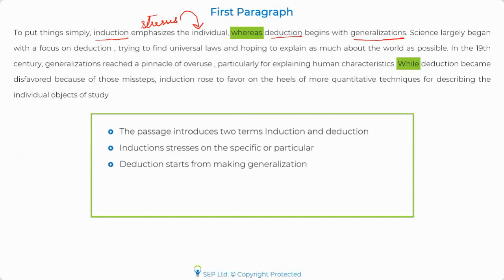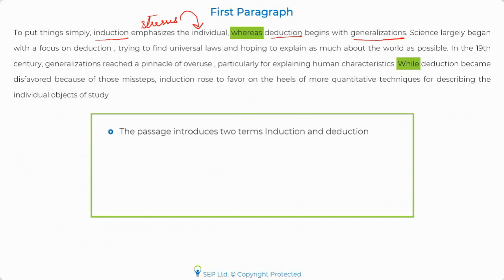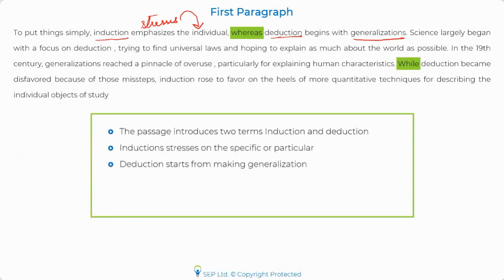Science largely began with a focus on deduction. Now, I'm asking myself, why is the author talking about how science began? The author is kind of trying to show that the focus was on deduction at the beginning. So probably later on we're going to talk about a change in that focus, because there is a distinct taste of contrast right from the beginning. This I'm doing automatically, this questioning and answering. It's something which will happen automatically if you're involved in the passage.